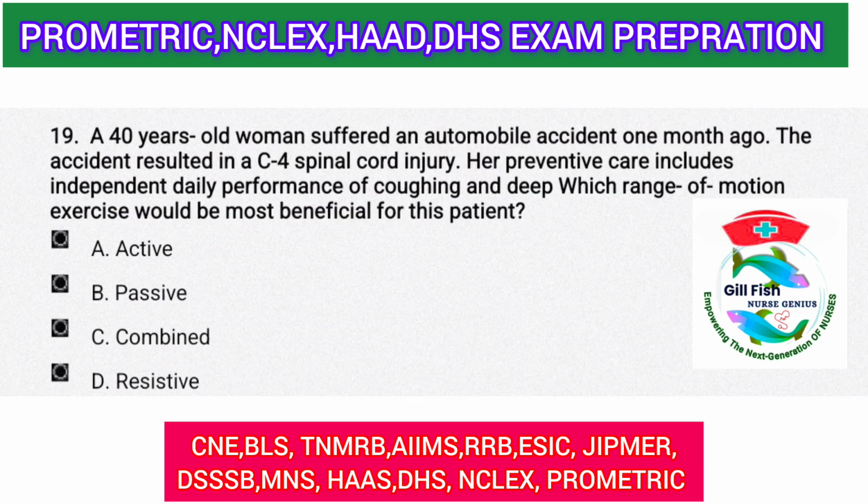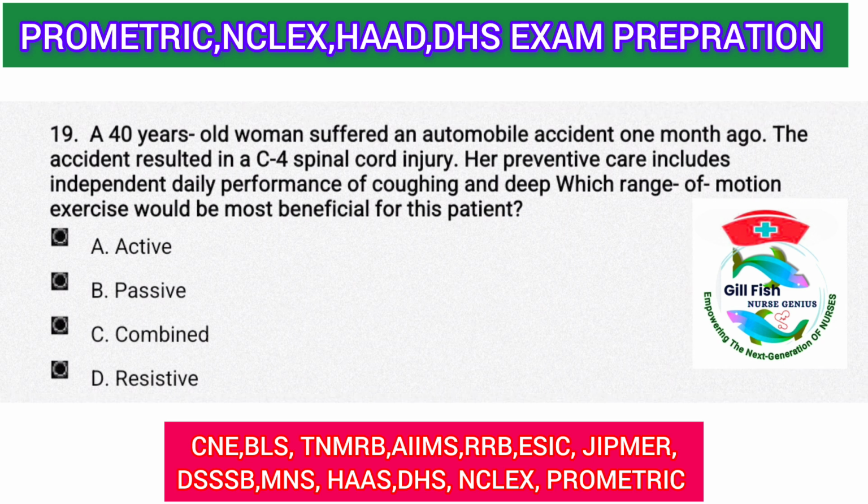19th question. A 40-year-old woman suffered an automobile accident 1 month ago. The accident resulted in a C4 spinal cord injury, that is a cervical injury. Her preventive care includes independent daily performance of coughing and deep breathing, and also which range of motion exercise would be most beneficial for the patient? Option A, active. Option B, passive. Option C, combined. Option D, recessive.